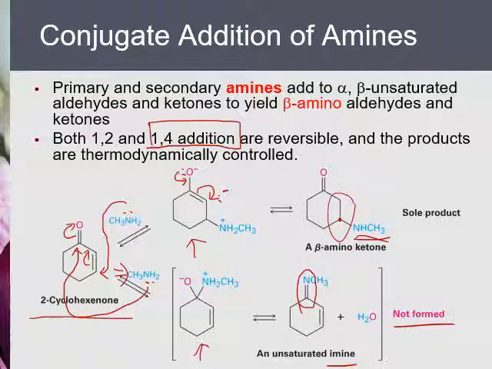So the net effect, as you compare reactants and product, is that the C=O doesn't change. It's the carbon-carbon pi bond that breaks, adding a hydrogen at the alpha carbon and an amine at the beta carbon, and that's 1,4 addition.